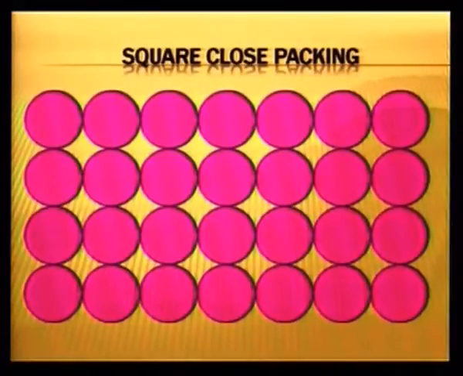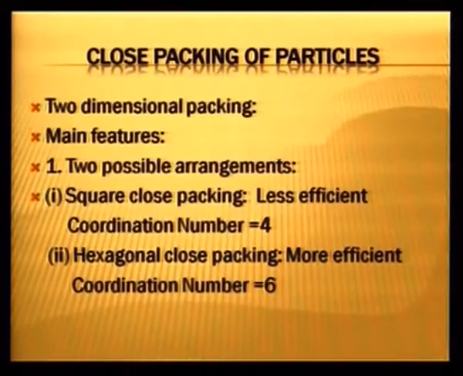You can see the same arrangement which we obtained through balls is shown here in the drawing. All the particles in each row are aligned with the second row, and if we join the centers of particles, we can get a square. Therefore, the name is called square close packing. Now, in square close packing, the efficiency is low and the coordination number is 4.